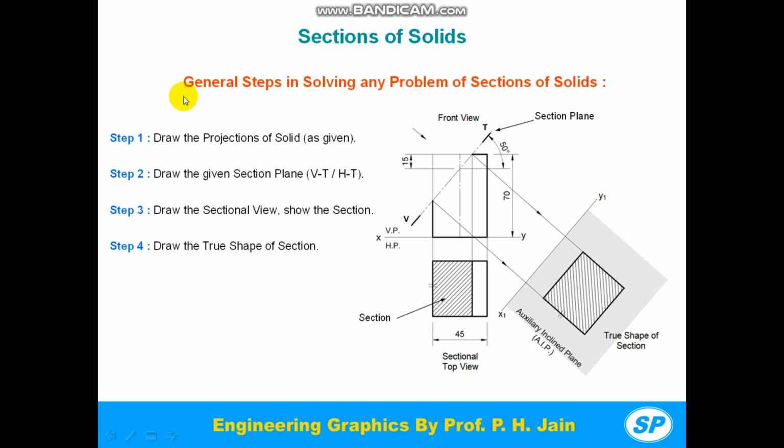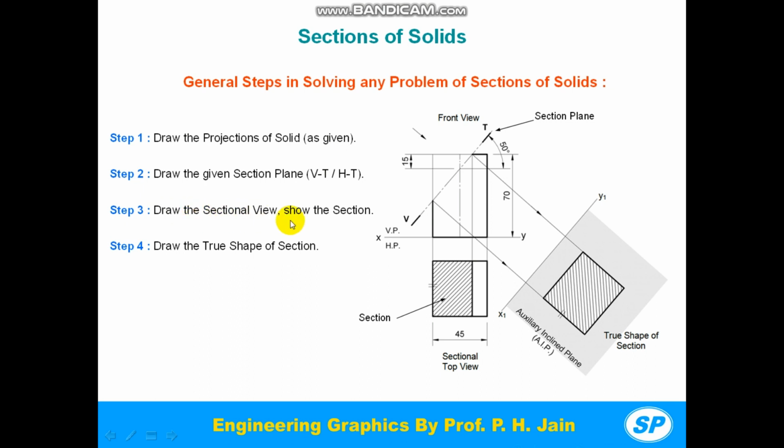Now let us see the general steps in solving any problem of sections of solids. In the first step, you have to draw the projections of the solid as given in the question, meaning the top view and front view according to the dimensions. In the second step, you have to draw the given section plane or cutting plane, meaning the VT or HT as per the given specifications. So this is the section plane.